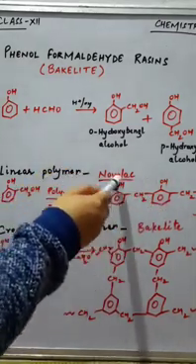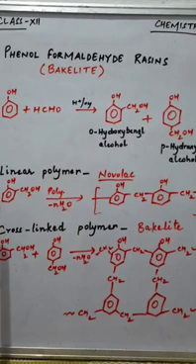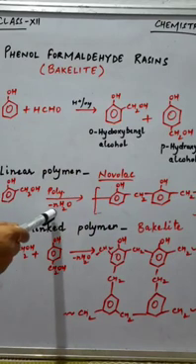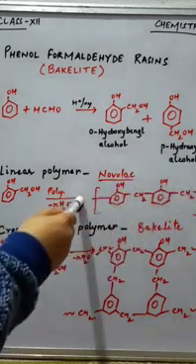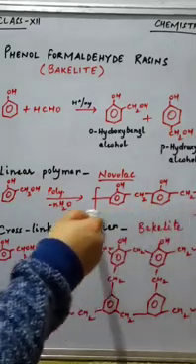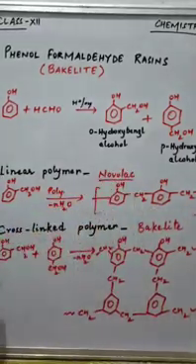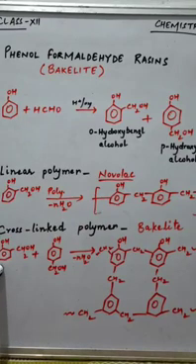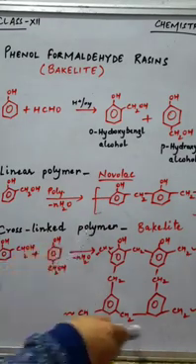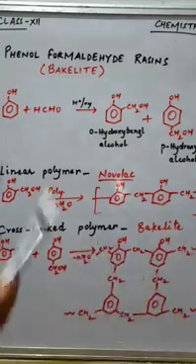This is the structure of Novolac, in which we are only using either the ortho or para derivative. Here we are using the ortho derivative. With the elimination of water, a linear chain is formed, and this structure is called Novolac. And when we use both the ortho derivative and the para derivative, we get a cross-linked polymer. That cross-linked polymer is called Bakelite.